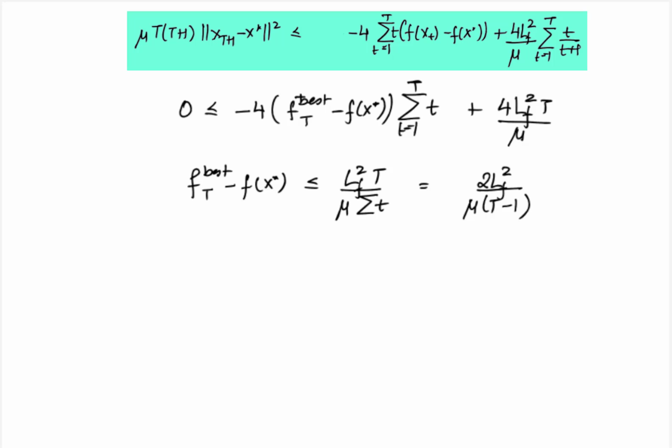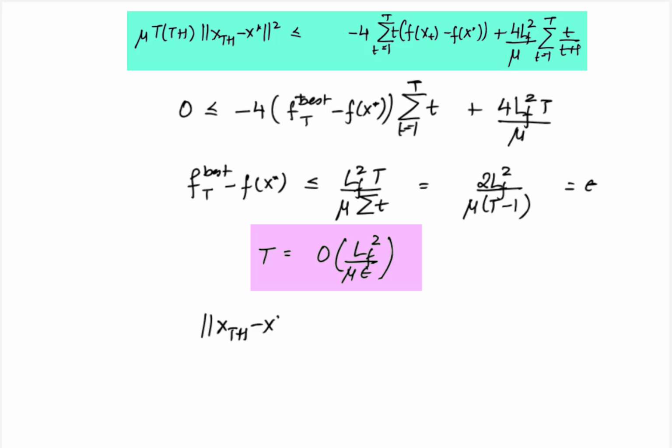So equating this to epsilon, we see that the oracle complexity is the required order of LF square by mu epsilon. A point to note here is that we had dropped the first term on the right. Instead, we would have obtained that norm square of xt plus 1 minus x star is less than or equal to 4 LF square by mu square into t minus 1, which again yields a similar oracle complexity, just using a different distance square metric. So with this we are done with the analysis of the subgradient algorithm.